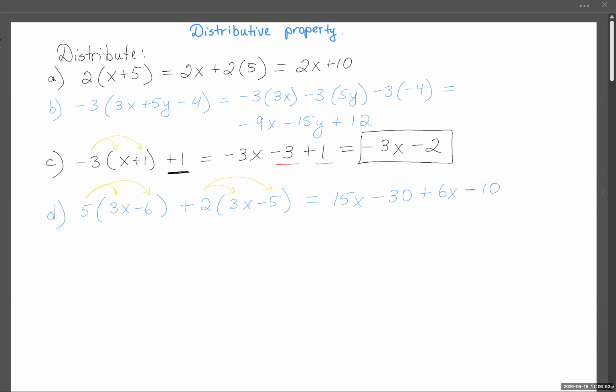Now, like terms, we do have two sets of like terms here. We have 15x plus 6x, and then we have -30 and -10. So the first one, 15x plus 6x, that is 21x. 15 plus 6 is 21, and x gets rewritten. -30 minus 10, this is a -40.